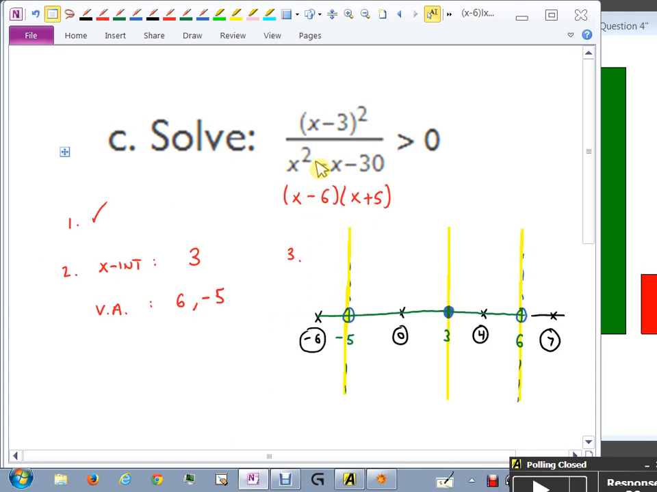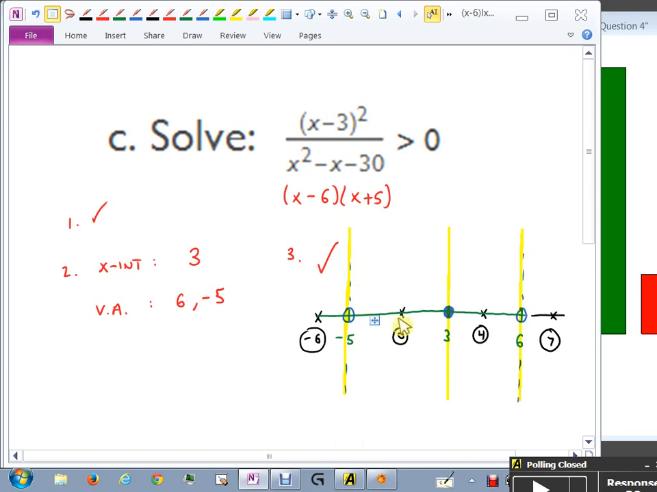I'm going to plug it into the factored version of the bottom here. So negative 6 here would give me a negative 12. Negative 6 here would give me a negative 1. So a negative and a negative multiplies to be a positive. And the top was positive. So positive over positive is positive. Is a positive number bigger than 0? Yes, so that should work.